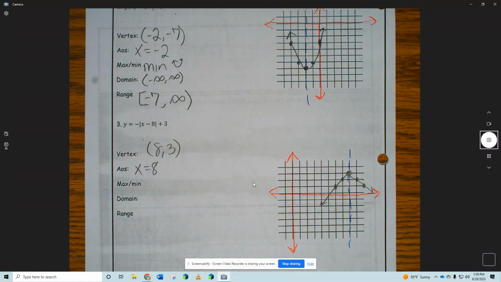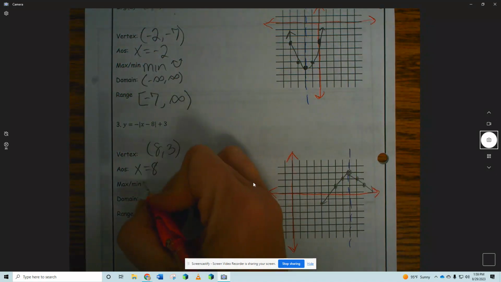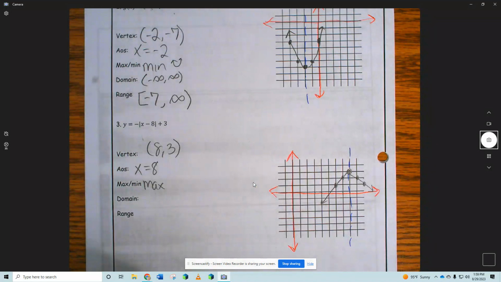If it's facing downward, does it have a maximum, a high point, or a minimum, a low point? A maximum, a high, it tops out, like the highest it goes. That's called max. Domain and range are good.